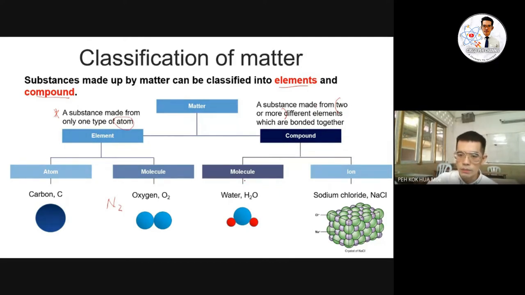As per the explanation just now, water is made up of two atoms of hydrogen and one atom of oxygen. That means the water molecule is considered a compound as it has two types of atoms. And ions will definitely also be compounds, because there is one positive ion, here the sodium, and another negative ion, here the example of chlorine, and they become sodium chloride.